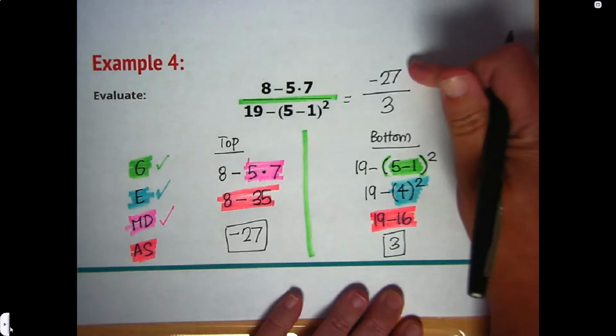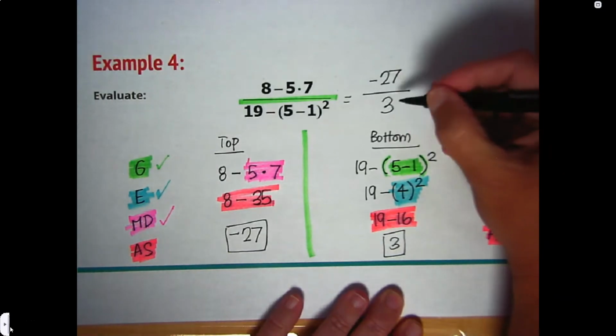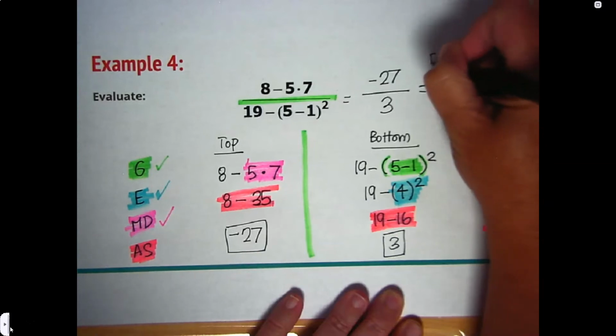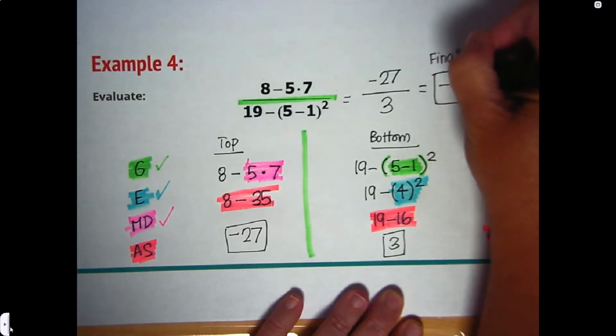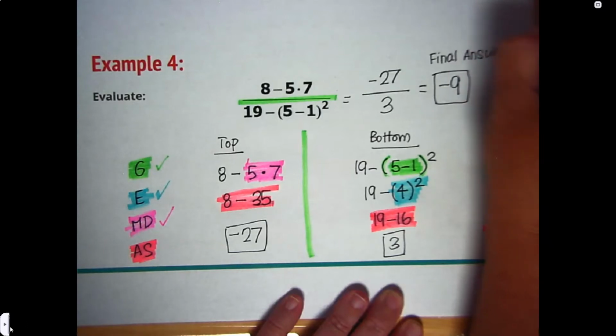So I got negative 27 for the top. I got 3 for the bottom. To finish this off, negative 27 divided by 3 gives me negative 9. So negative 9 is my final answer. Negative 9 is the answer for the entire expression.